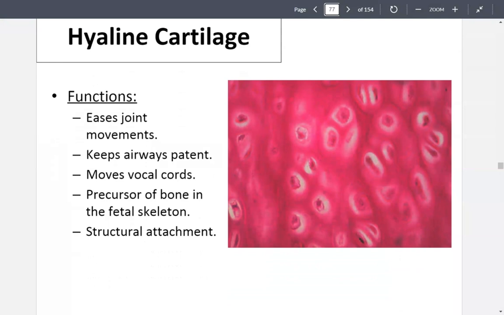So its functions: ease joint movement, keep airways patent or open, move your vocal cords. It's the precursor of bone, and provide structural attachment.